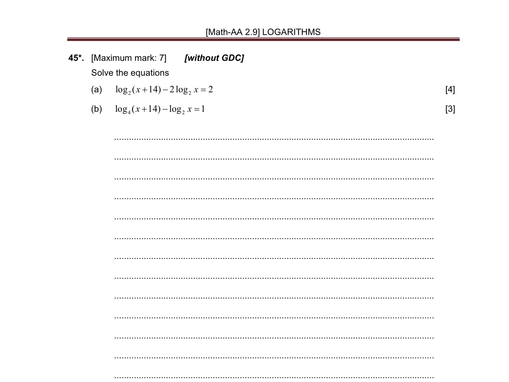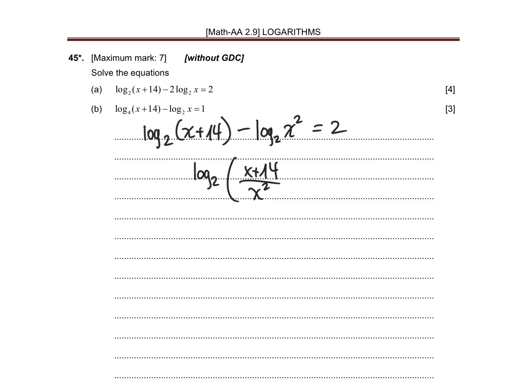Okay, so we've got to solve these equations. So we have to get the logs together. So we've got log base 2 of x plus 14 minus, and then we'll put the 2 up. And then that means we're dividing. So we're going to have log base 2 of x plus 14 over x squared equals 2. And then we can write it exponentially. 2 to the 2 equals x plus 14 over x squared.